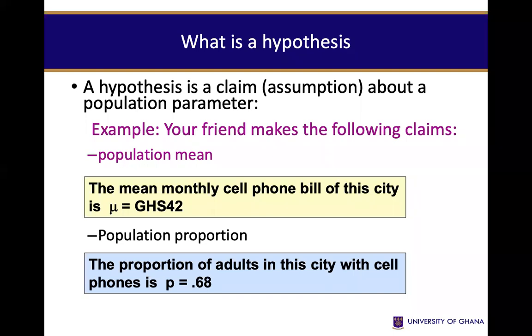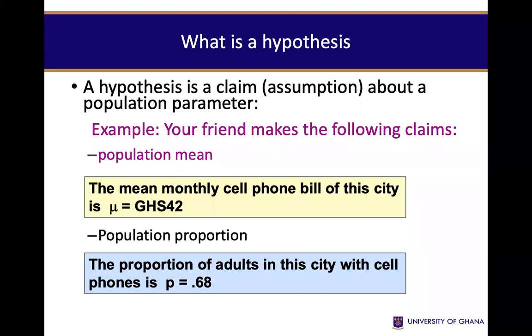So the hypothesis is a claim that is made about a population parameter, not about a sample statistic, but it's a claim that has been made about a population parameter. That is what the hypothesis is about. So we don't make claims about a sample, but we make claims about a population.